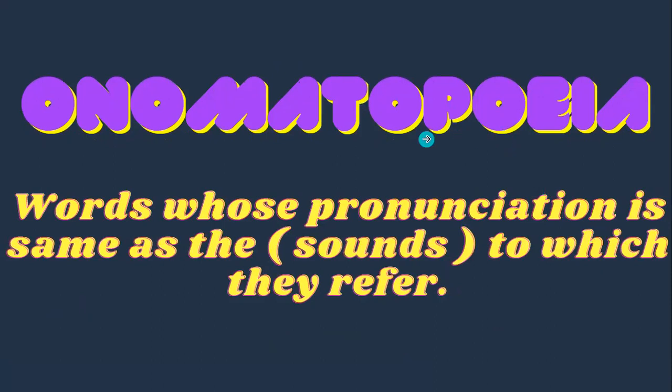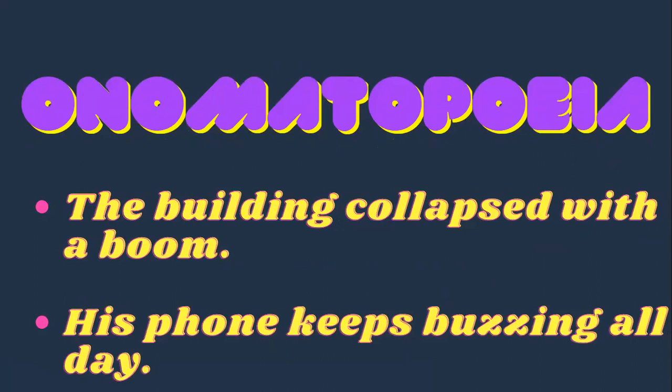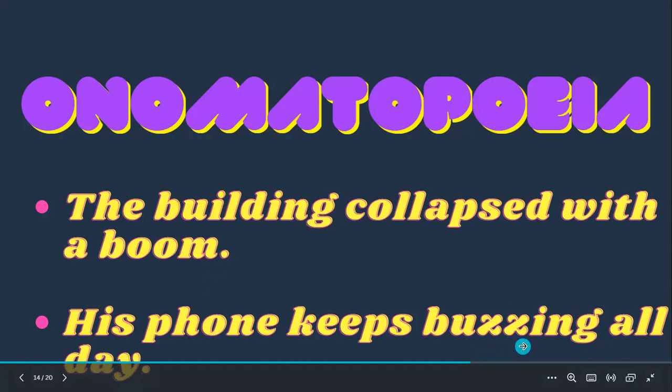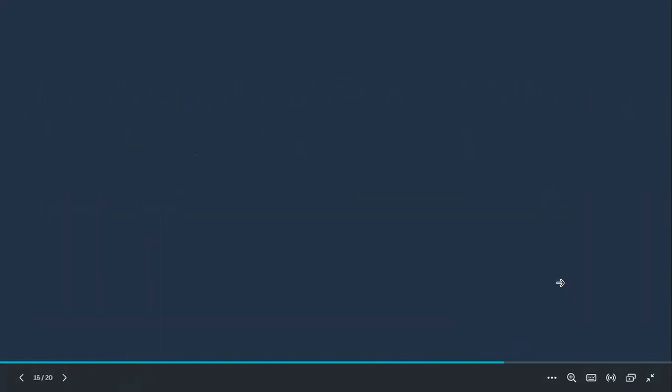Onomatopoeia. Onomatopoeia, habibi, is the sound of something. When you hear it, you can find written sound words whose pronunciation is the same as the sound to which they refer. Let me show you an example. The building collapsed with a boom. Here, boom is onomatopoeia. It's the sound of the building when it collapsed. His phone keeps buzzing all day, buzzing. This is onomatopoeia. When I say ding dong, the bell is ringing. Please go see who's there. So ding dong, this is onomatopoeia. It's the sound. Okay?